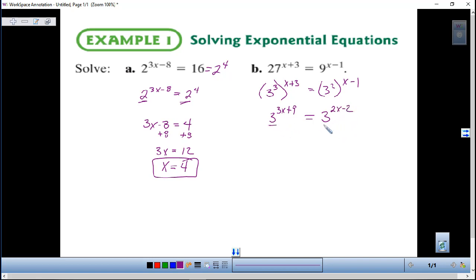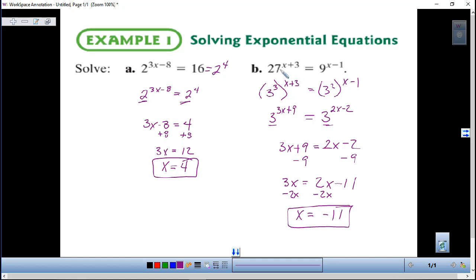So same base, the two sides are equal. Therefore, the exponents must be equal as well. 3x plus 9 equals 2x minus 2. Doesn't matter which way you're going to carry everything. I'm going to carry my x's over here. I'm going to subtract 9 from both sides, and that's going to give me 3x equals 2x minus 11. Move that x to the other side by subtracting 2x, and we're going to get x is equal to negative 11.